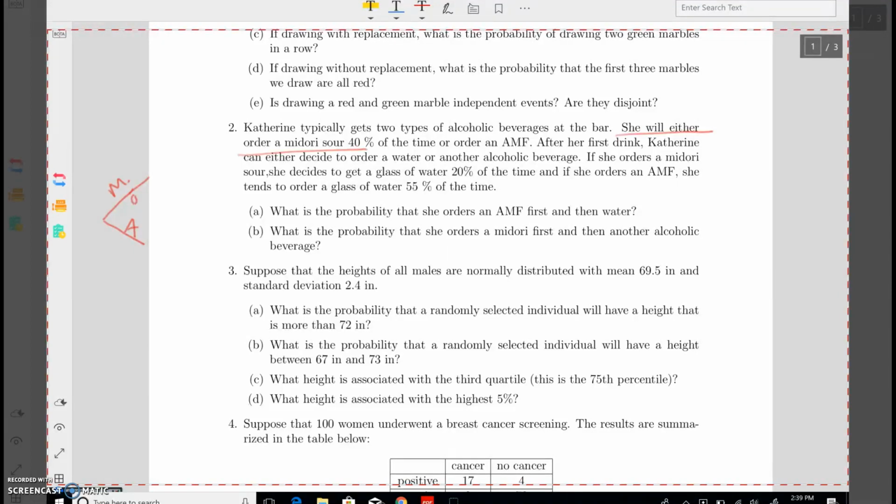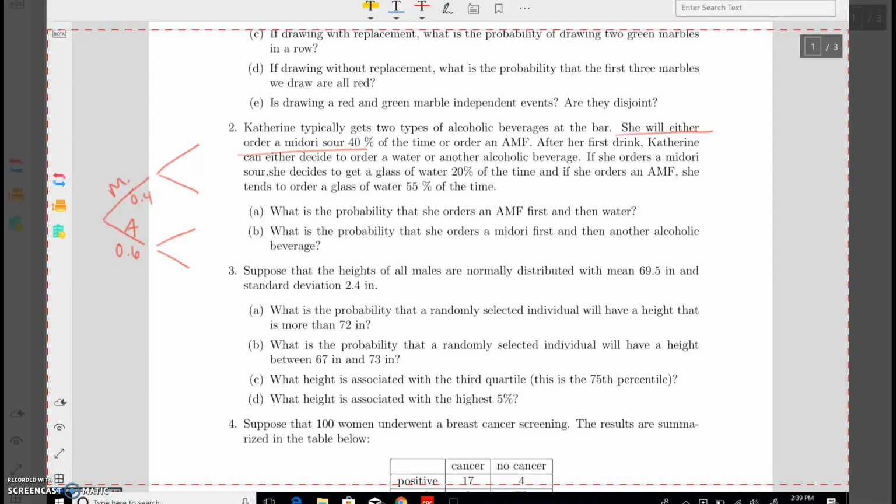so this is just 0.4. Assuming that she can only get those two, AMF must be 0.6. Now what happens? After she takes her Midori Sour, she can do one of two things. And basically I'm drawing a tree diagram to label out all my events.